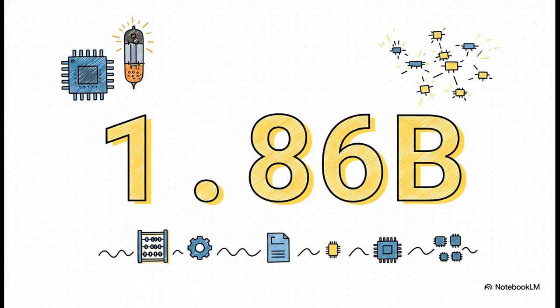Let's just try to put this into perspective for a second. The very first microprocessor in 1971 had about 2,300 transistors. Fast forward to 2013, and a single Intel Core i7 chip had 1.86 billion of them. The scale of that growth is almost impossible to really wrap your head around. And it was all driven by the relentless pace of Moore's Law.